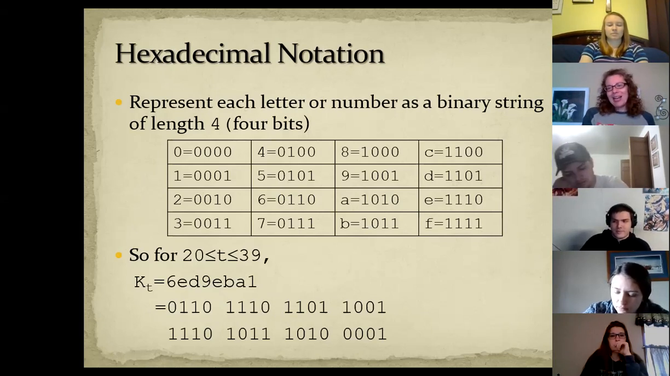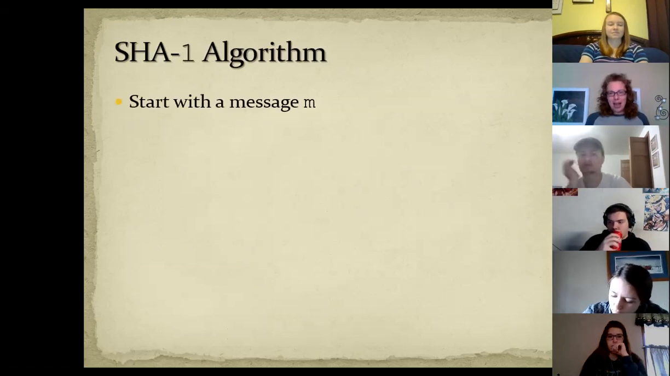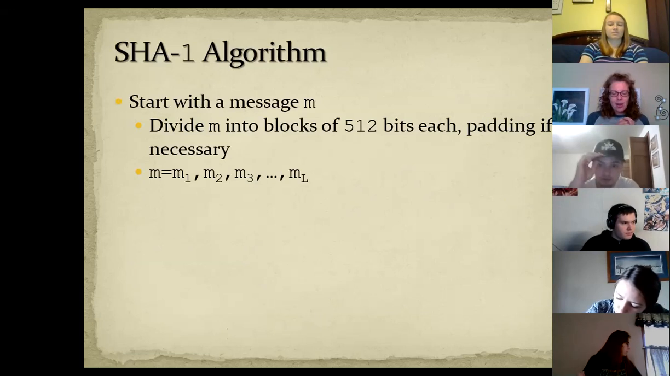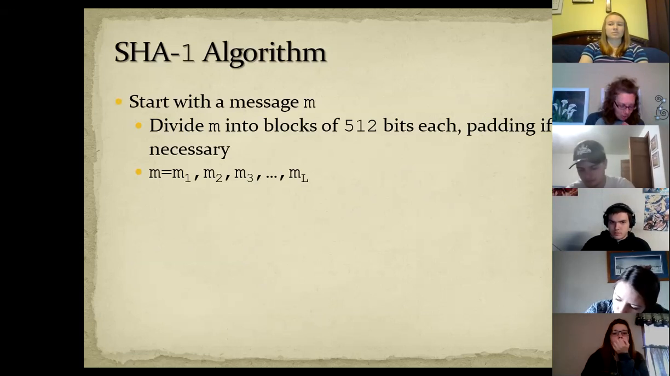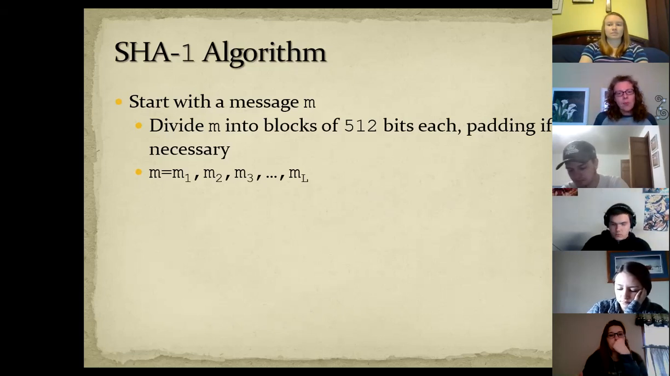Here we go. Let's talk about the actual algorithm, and it's going to get even more complicated. We're going to start with the message M. We are going to divide message M into blocks, and each of these blocks is going to be 512 bits. If you don't have a message length that is easily divisible by 512, then you pad the message at the end. There are protocols for how you pad in SHA-1, standard ones.